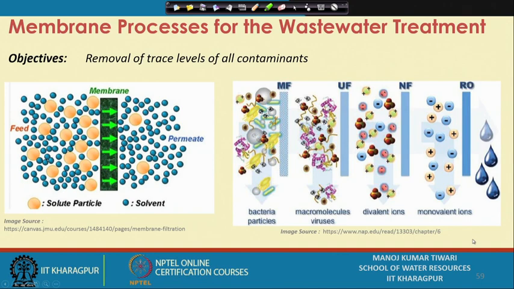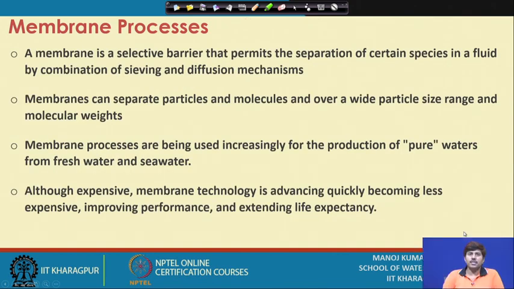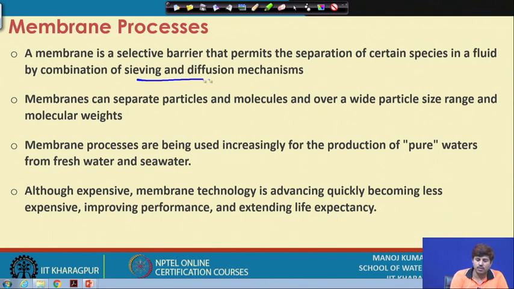Now, if we look at membrane processes, a membrane is a selective barrier that permits the separation of contaminant species in a fluid by a combination of sieving and diffusion mechanisms. These are the two major mechanisms which work. Sieving means just filtration, sieving out the larger particles, and there is also diffusion which acts. So, in combination, the removal happens in these different membrane types. These membranes can separate particles and molecules over a wide particle size range and different molecular weights.